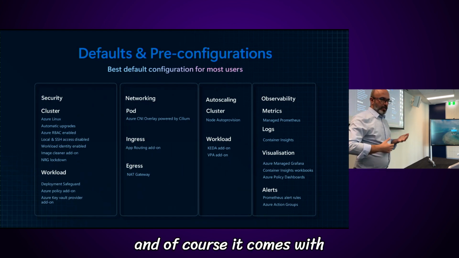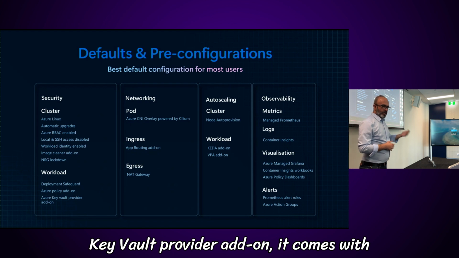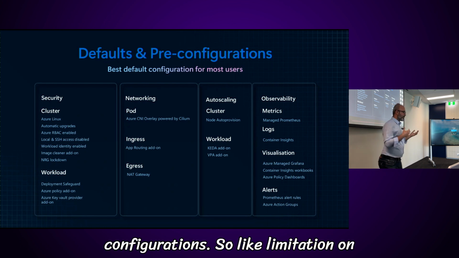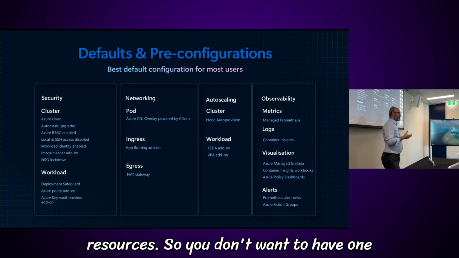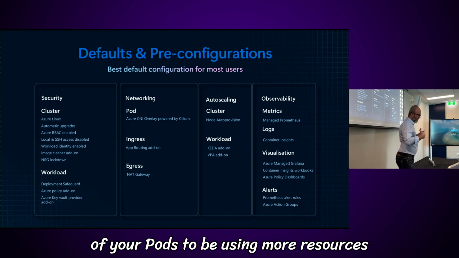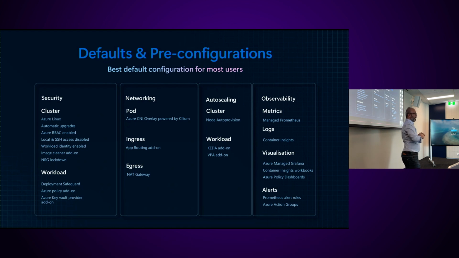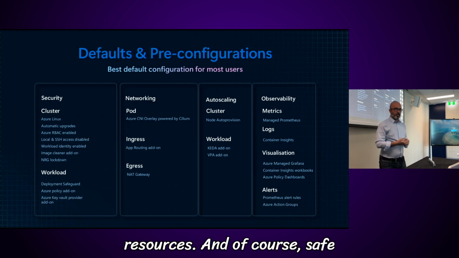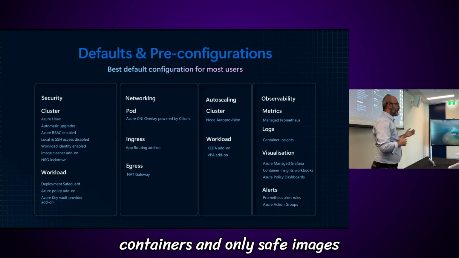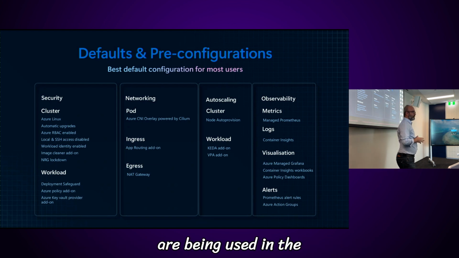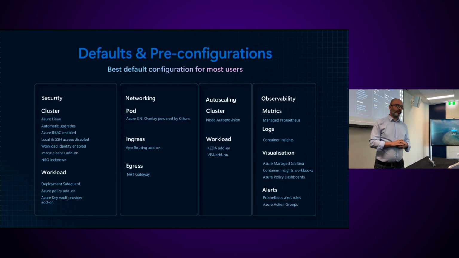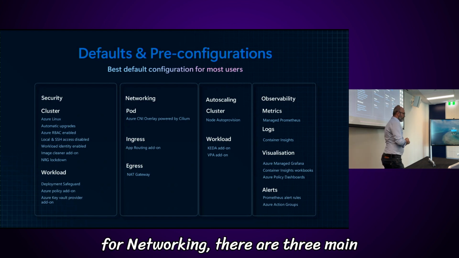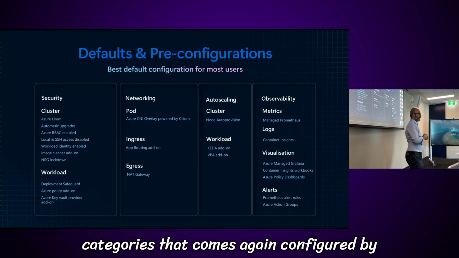And of course, it comes with the key vault provider add-on. It comes with the policy add-on, all sorts of configurations, like limitation on resources. So you don't want one of your pods to be using more resources than allowed, overutilizing your cluster resources. And of course, safe deployment, making sure that only trusted containers and only safe images are being used in your deployment. And for networking, there are three main categories that come again configured by default.